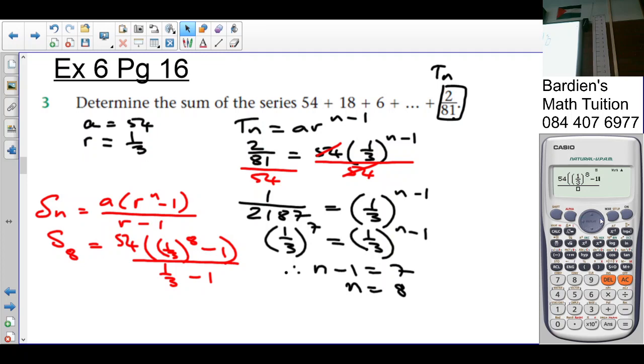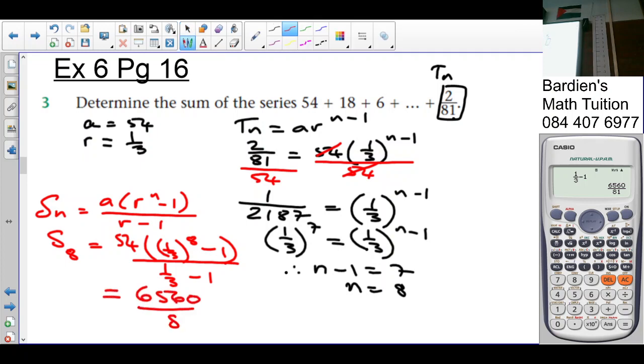minus 1 over a third minus 1 gives us 6,560 over 80.